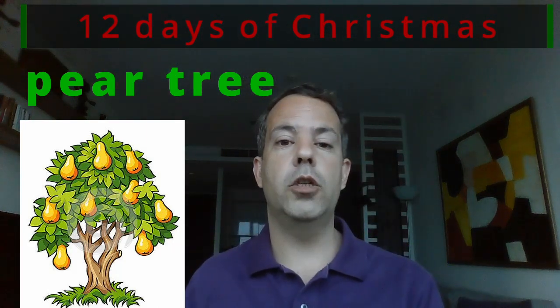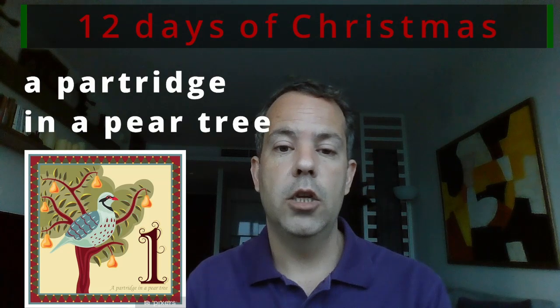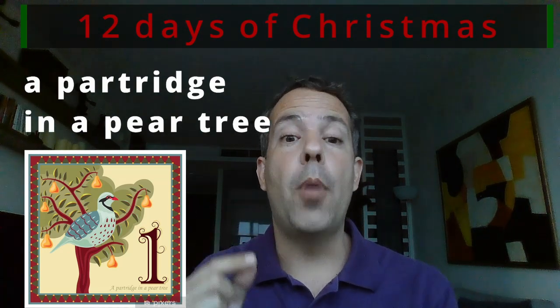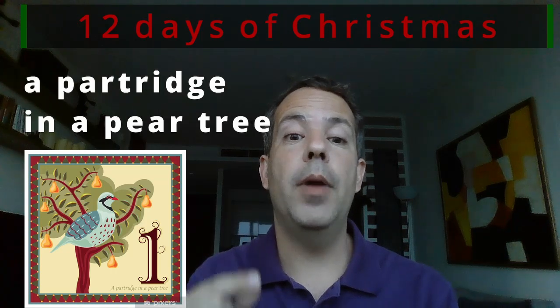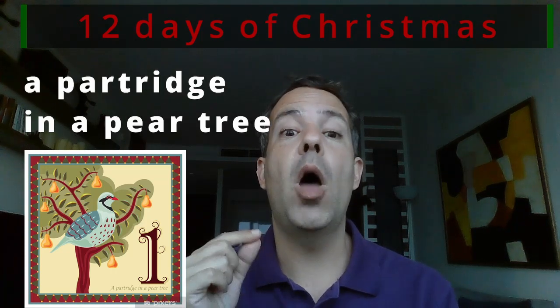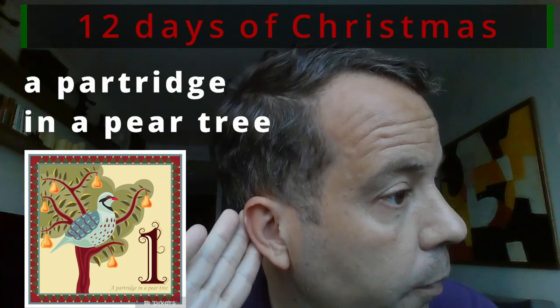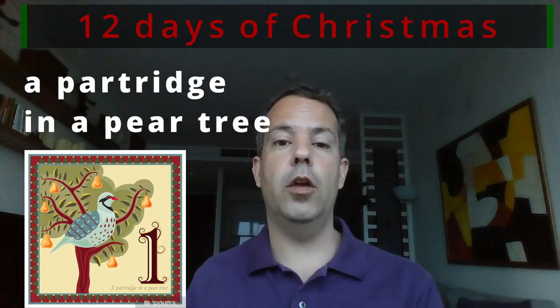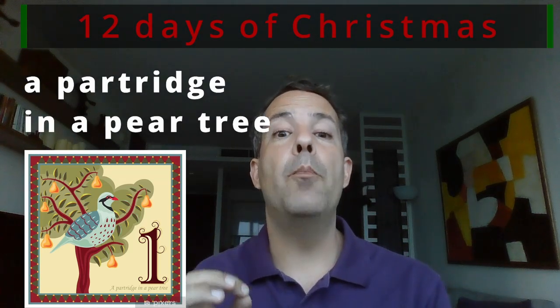Okay, that's good. So now let's try and practice all the words together. A partridge in a pear tree. A partridge in a pear tree. Good, very good. So just one more time. A partridge in a pear tree.